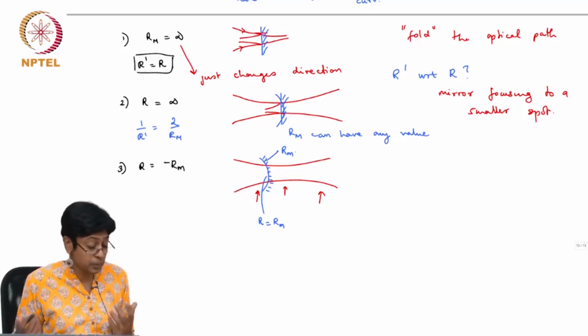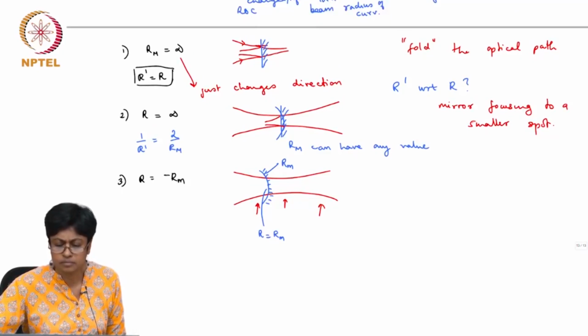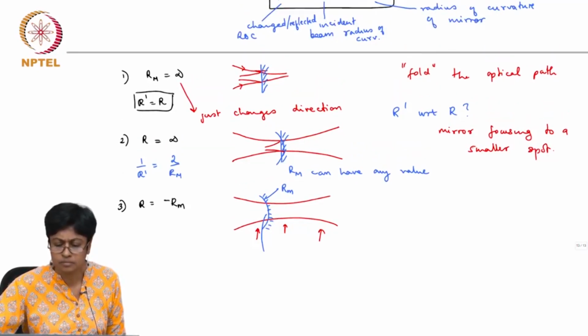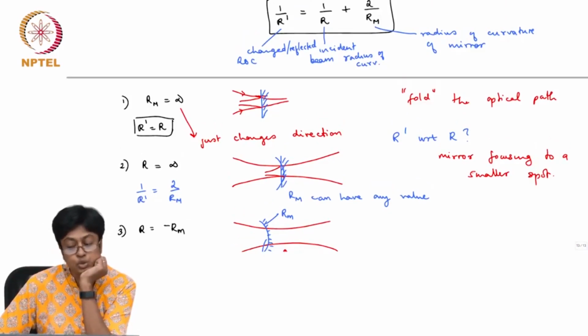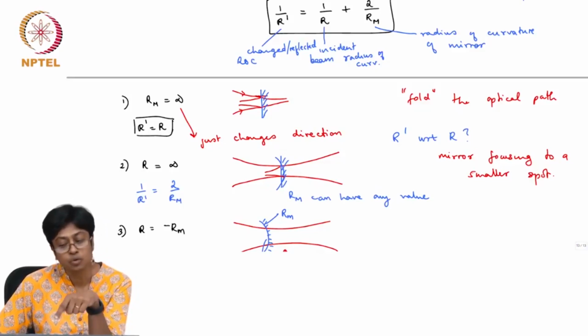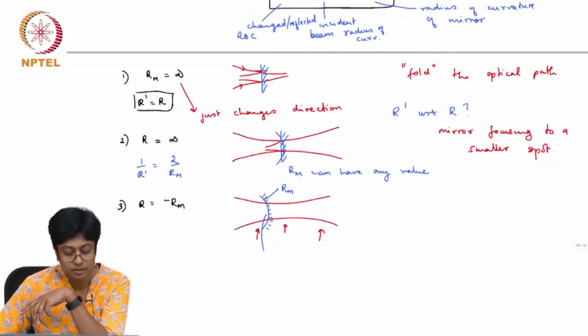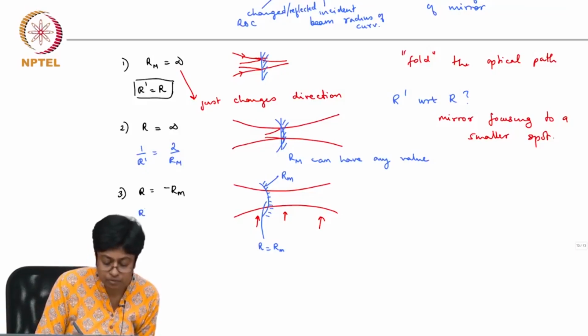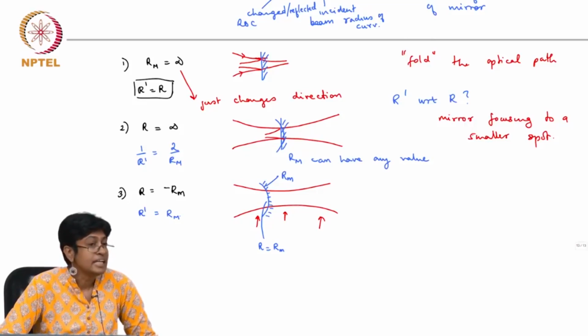If I look at my equation, we had 1 over R dash is equal to 1 over R plus 2 by Rm, and now I'm saying 1 over R is nothing but minus 1 over Rm, right? So I've got a concave mirror over here. So R dash, the new radius of curvature, becomes Rm. What does that mean? It's going to retrace the exact path.